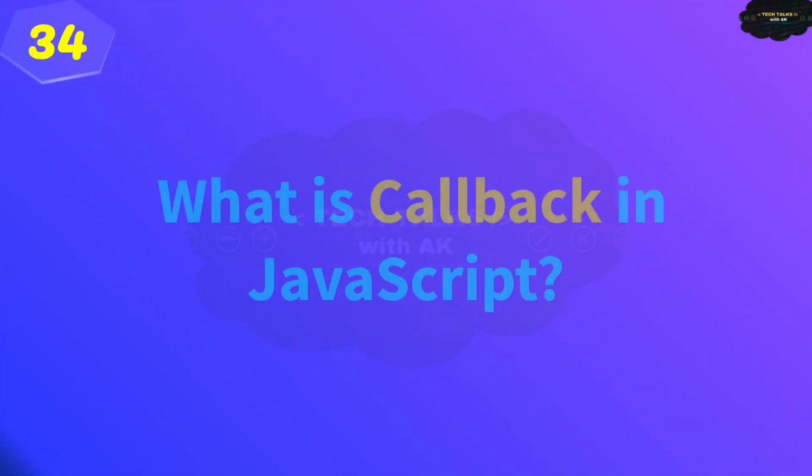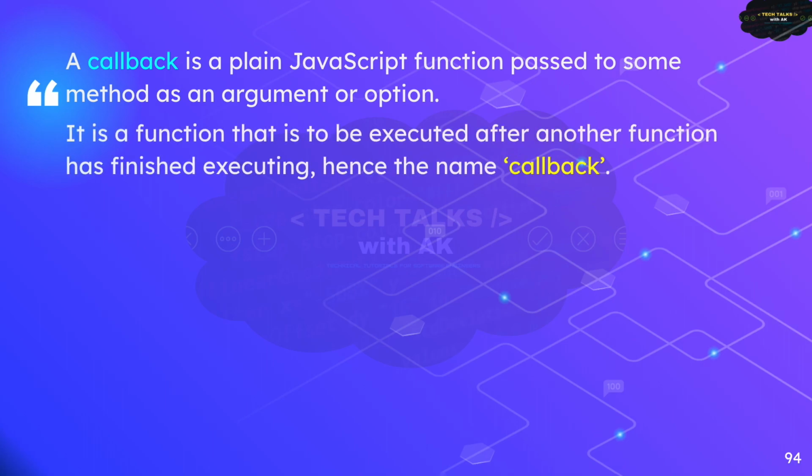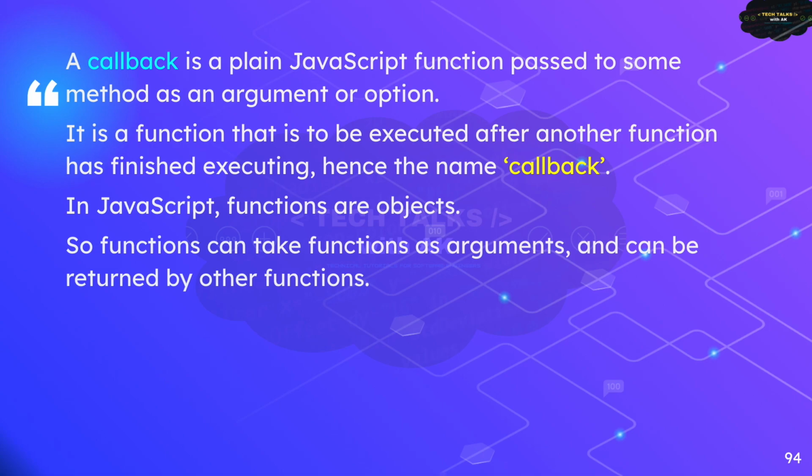Next question is, what is a callback in JavaScript? And the answer is, a callback is a plain JavaScript function passed to some method as an argument or an option. It is a function that is to be executed after another function has finished executing, hence the name callback. In JavaScript, functions are objects. So a function can take a function as an argument and can be returned by another function.